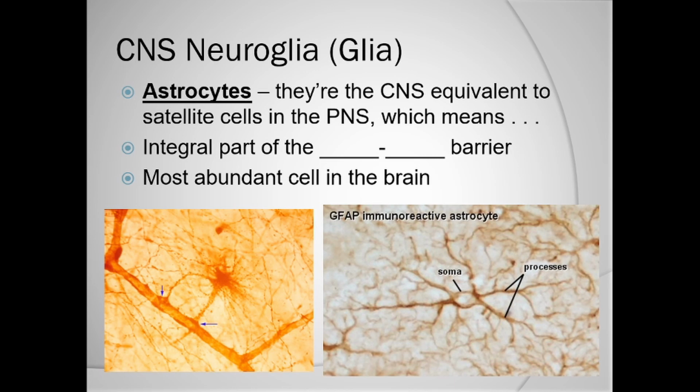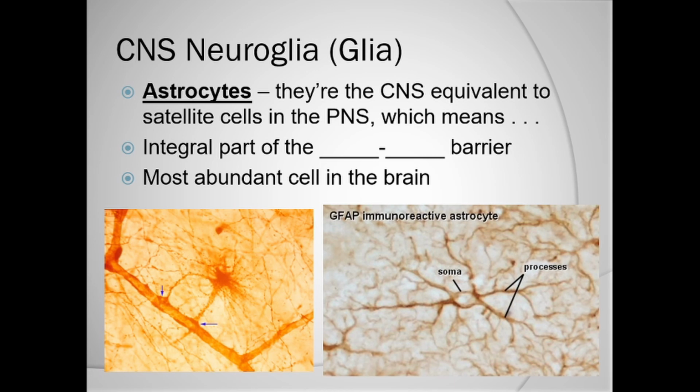They're the central nervous system equivalent to satellite cells in the PNS. Sorry, I gave you a number of functions about satellite cells, but one of them was connecting the neurons to the blood supply. And that's what astrocytes are doing. They're the connecting cell, the intermediary between the blood and the neurons of the CNS. They're an integral part of the blood-brain barrier, and they're the most abundant cell in the brain. There are more astrocytes than any other type of cell in the brain.